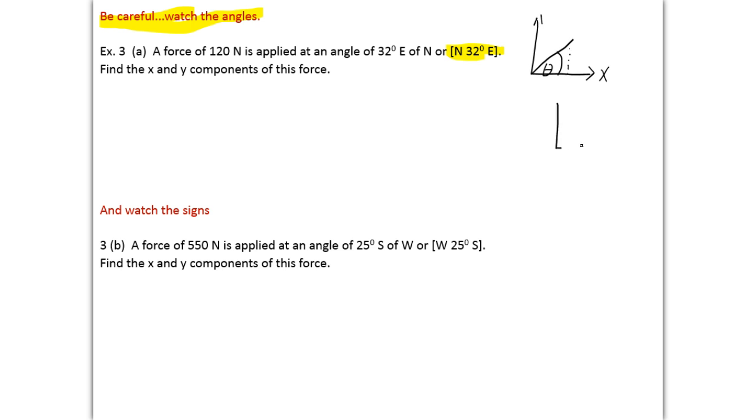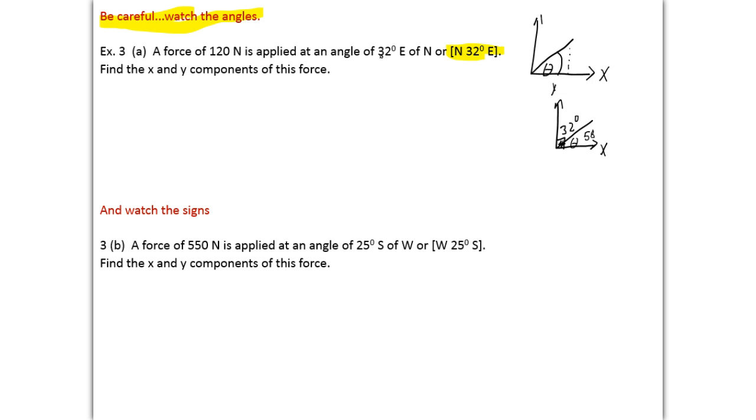So if I gave you this situation, so this is 32 degrees, the angle that you need to find the x and y components is not this angle here. You need to know the angle that's closest to the x-axis. And what you would do in this case is that the angle between x and y is always 90 degrees. So if this is 32, then the angle inside here must be 58 to make up the 90 degrees.